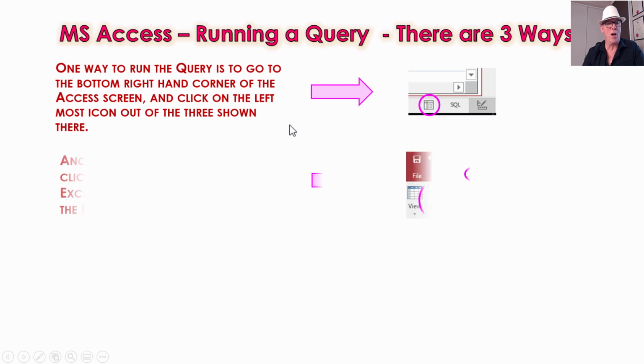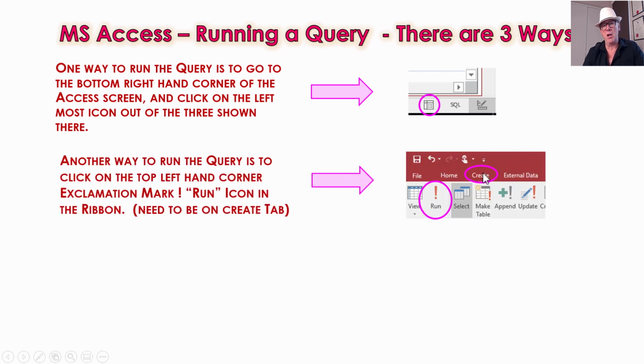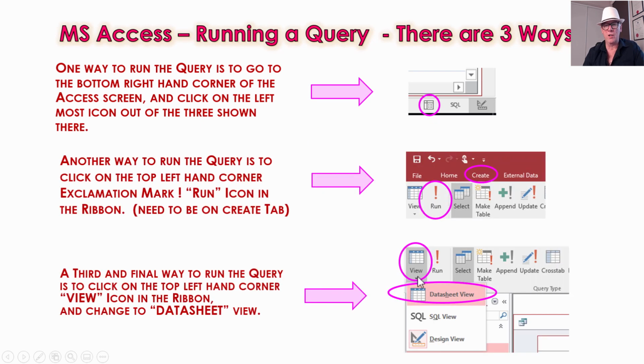They're down the very bottom right-hand corner of Access, or you can be on the create tab and use run, or you can just go view and into datasheet view. So that's your three ways of running any query in MS Access, all right? Now we might just go into design view and show you a few things, all right?